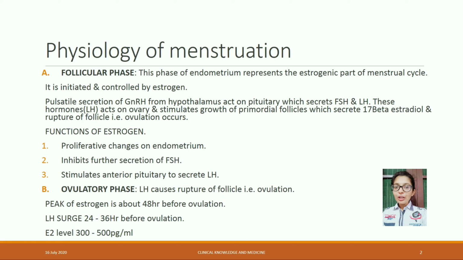The second one is the ovulatory phase. LH causes rupture of follicles, that is ovulation. The peak of estrogen is about 48 hours before ovulation. The LH surge is 24 to 36 hours before ovulation. The estradiol level is 300 to 500 pg per ml.